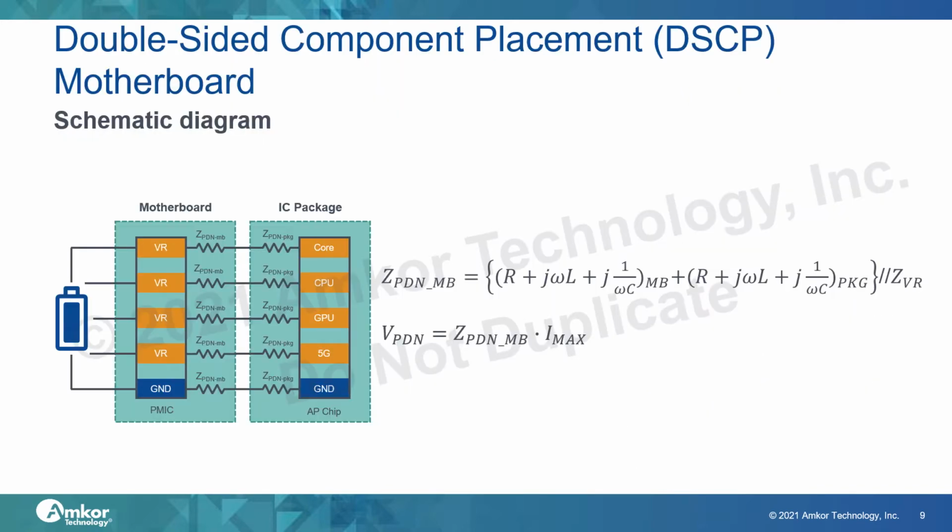The DSCP model contains the impedance on the motherboard starting from the voltage regulator to the IC package. It includes the solder balls to die bumps and the return path from die bump to PMIC ground pins. In the DSCP model, the impedance of series RLC can be determined by this formula, and the IR drop of each rail can be obtained using this formula.